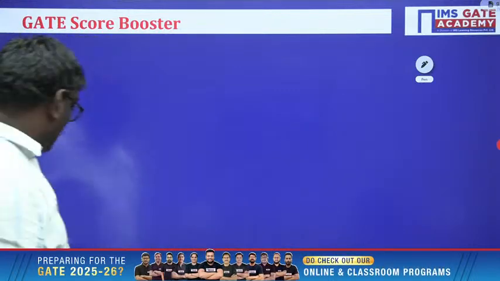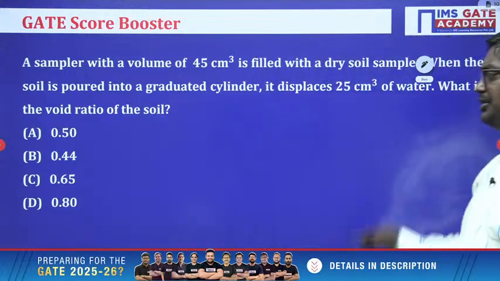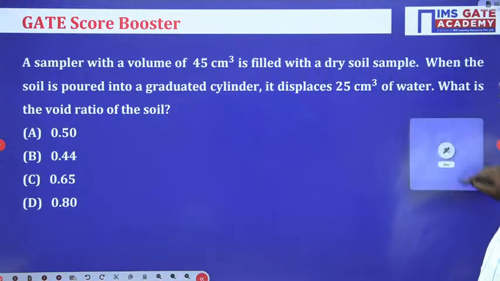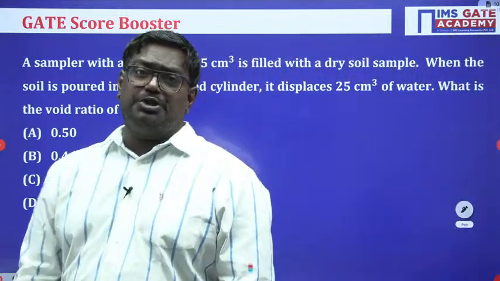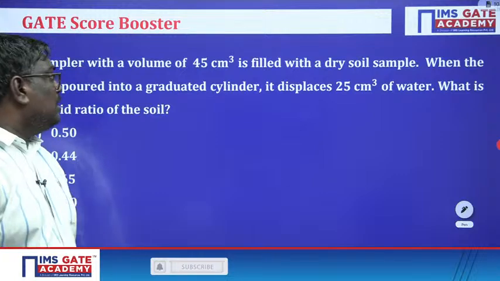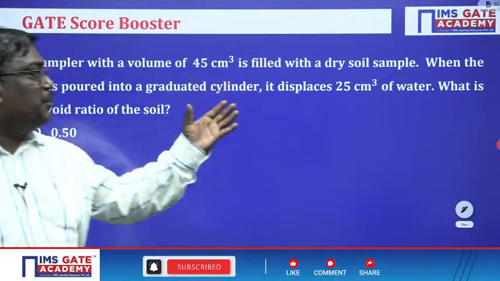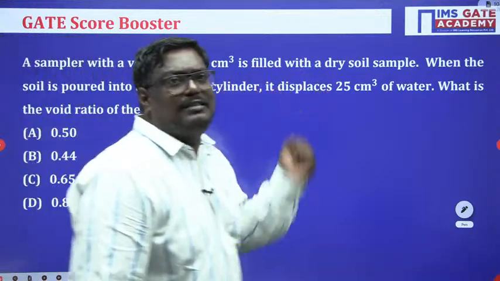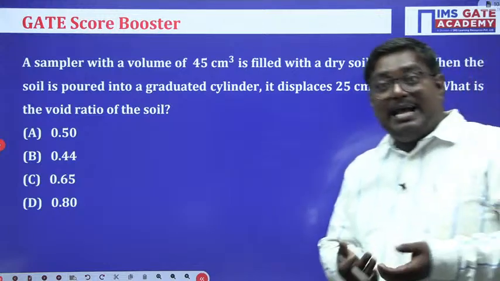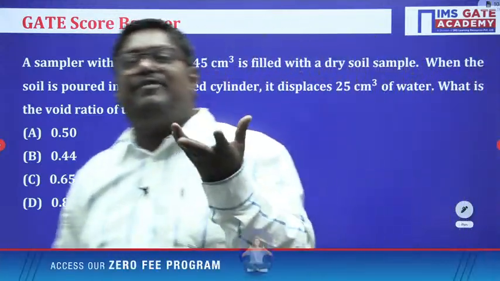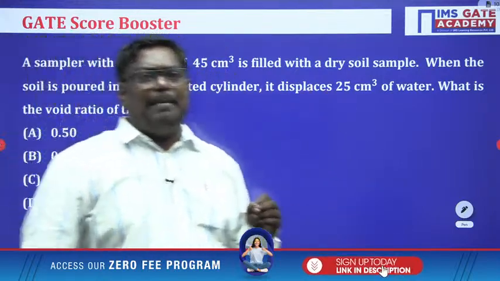Now, my dear students, I'll give you some time to solve these kinds of questions. These questions are straightforward questions. For typical questions, I'll be giving you the timer. Now, see students, a sampler with a volume of 45 centimeter cube is filled with a dry soil sample. When the soil is poured in a graduated cylinder, it displaces 25 centimeter cube of water. What is the void ratio of the sample?